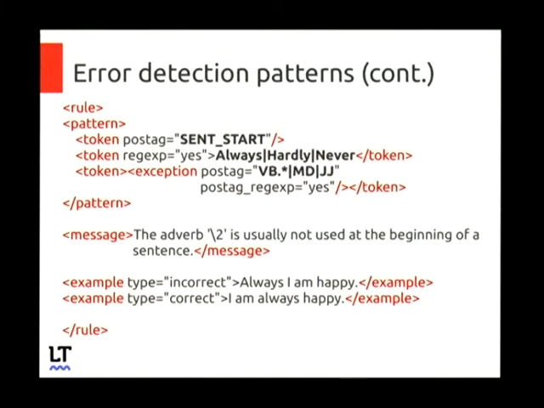So this rule has a first token, sentence start, which just means match only at the start of the sentence. And then it has a regular expression again, "always|hardly|never". And then it has a token with an exception, which means that it will match all tokens except those. And those are VB, MD, and JJ. VB means verb, any kind of verb. MD means modal, and JJ means adjective. Now, if that sounds confusing to you, we didn't make these up. These tag names are actually standard in computational linguistics. It's called the Penn Treebank tag set, and that's what we use here.